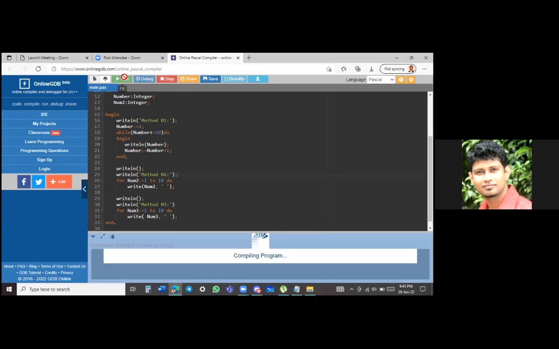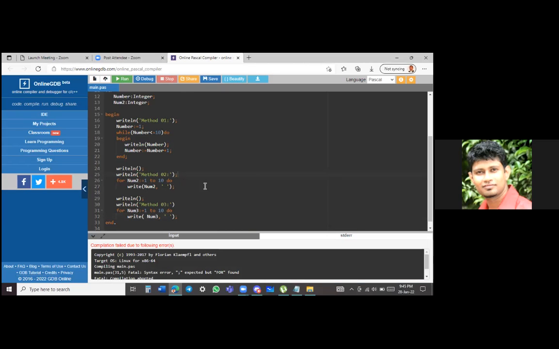I hope it will be okay now. All right, it's still an error, line number 31. The fatal error is on line 31. So that is because on the 30th line you have the semicolon missing. I hope now it's okay.